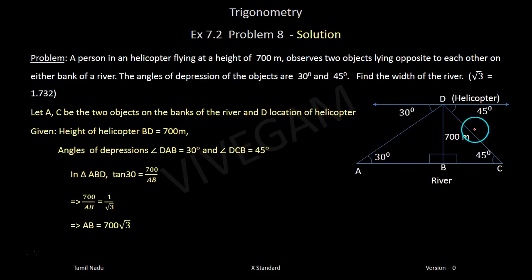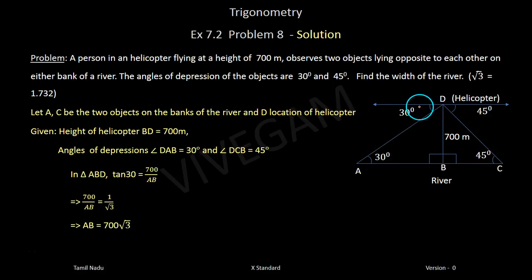The solution. Let A and C be the two objects on the banks of the river and D the location of the helicopter. So D is the helicopter and AC is the river. A is the point on one bank and C is the point on the other bank, right? And D is at a height of 700 meters. So draw a vertical line and join all this, complete this triangle, right?